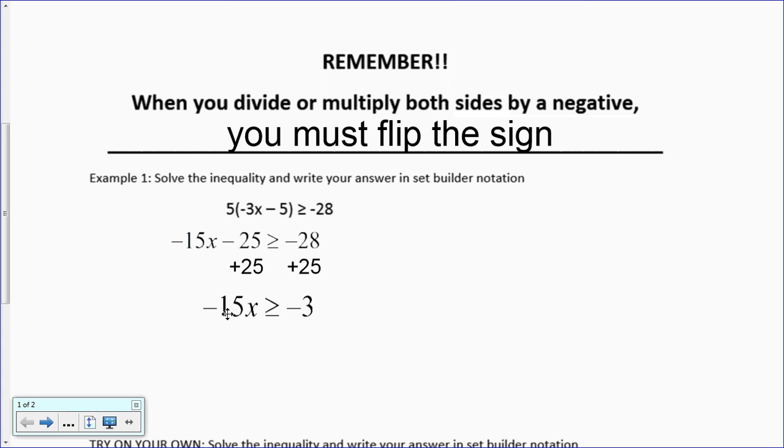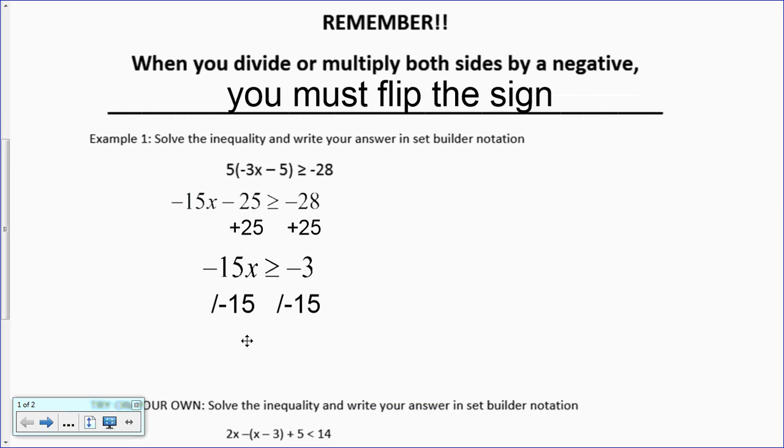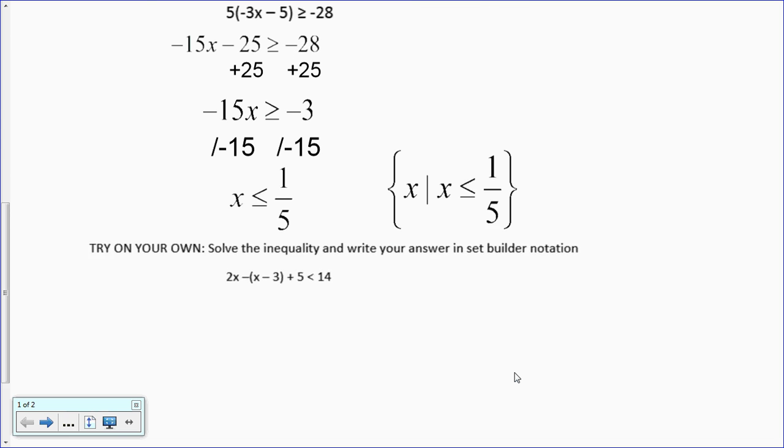So now all we have to do is isolate the variable by dividing both sides by negative 15, which gives us x is less than or equal to 1 over 5. So let me explain this. When I divide by negative 15, I'm dividing both sides by a negative number, that's when I have to flip the sign. That's why it became a less than. And the 1/5 I got from negative 3 divided by negative 15, that simplifies to positive 1/5. Okay? And in set builder notation, it's just the set of x such that x is less than or equal to 1/5. Okay?